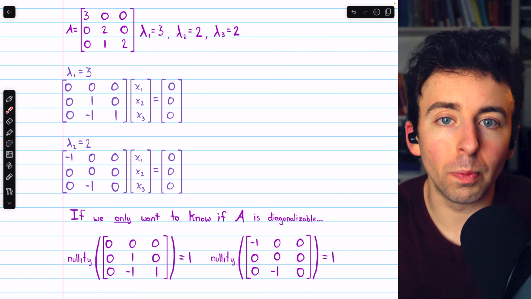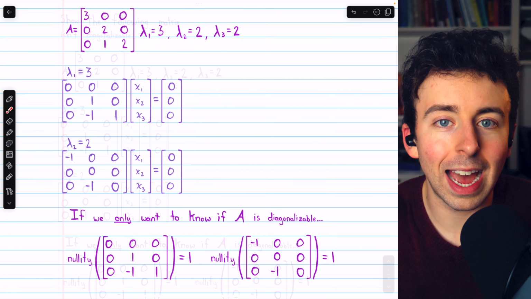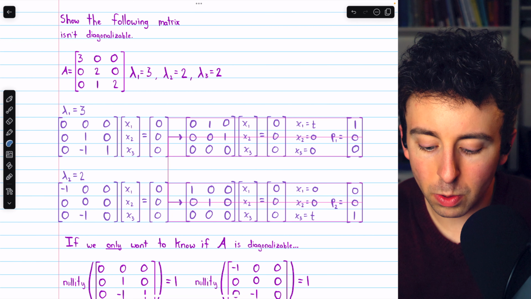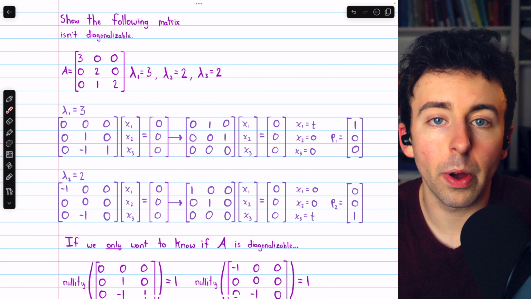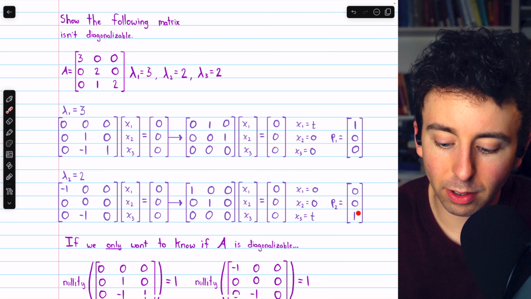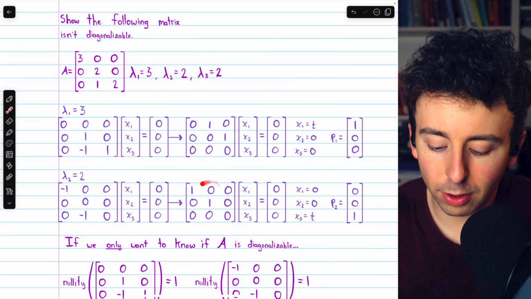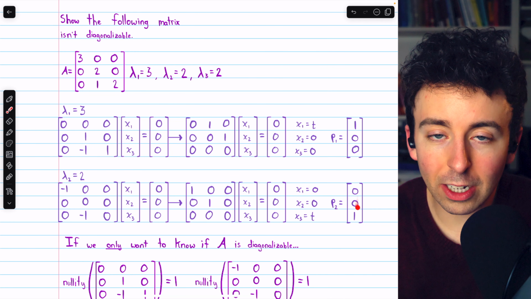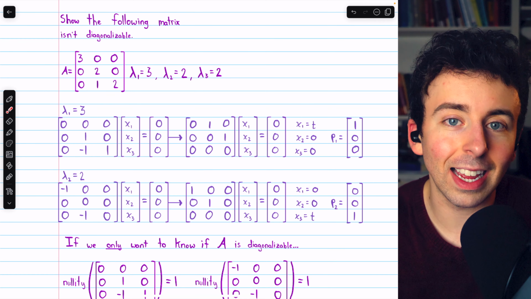So another solution would be to just find the eigenvectors and see how many linearly independent ones we have. To do that, we would just solve these systems. Using Gauss-Jordan elimination, you can verify that we would arrive at this and this reduced row echelon form matrix, and they each give way to a single basis vector. This solution has x1 as a free variable, and this solution has x3 as a free variable. We see there are only 2 linearly independent eigenvectors, and so again we can conclude that the matrix isn't diagonalizable.